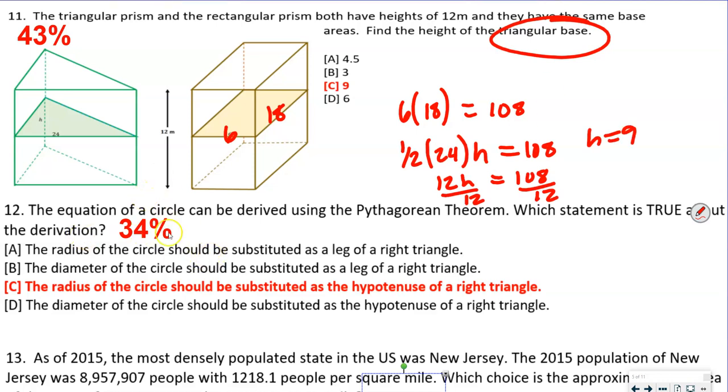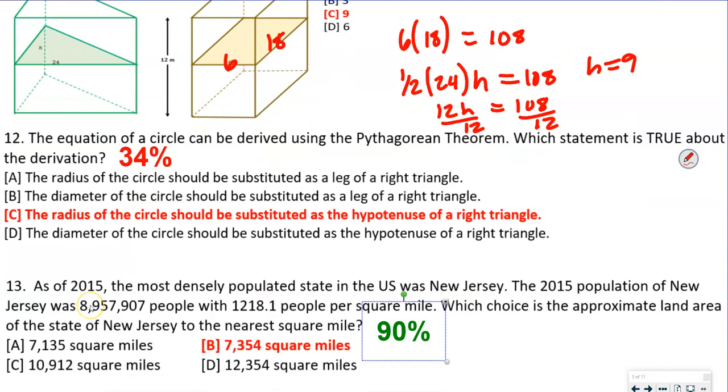Okay? The equation of a circle can be derived by using Pythagorean theorem. Which statement is true about the derivation? The radius of the circle should be substituted as a leg. No, because the radius is the hypotenuse, right? Diameter is never used. The radius of the circle should be substituted as a hypotenuse. That's our right answer. Diameter, again, here is never used, okay? So remember, what we use for legs are x minus h and y minus k.